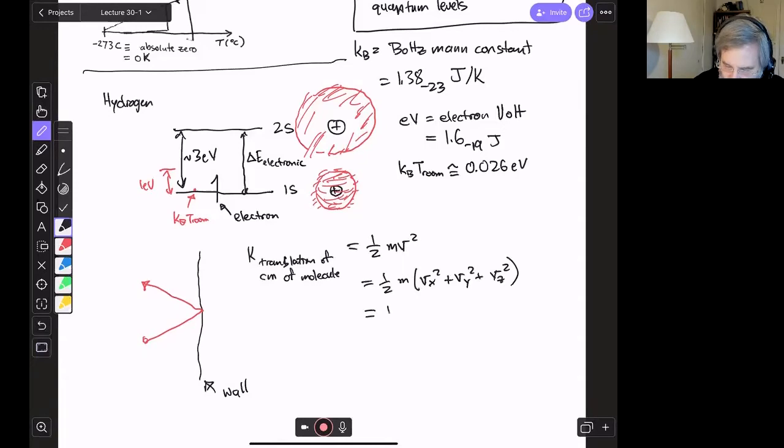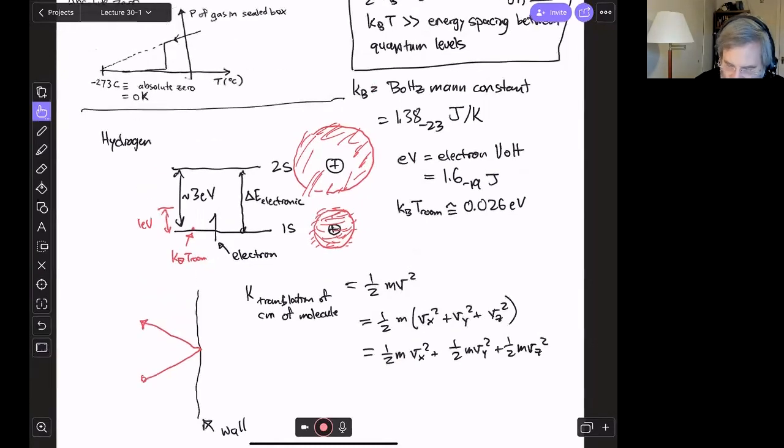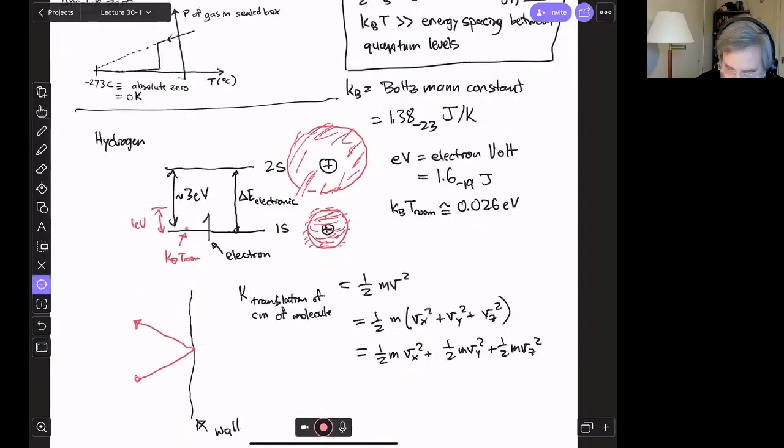And so I could write this as 1/2 mvx² plus 1/2 mvy² plus 1/2 mvz². So each of these 1, 2, 3 terms is this kind of a term that's referred to in the equipartition theorem: any term in the total energy of a system that's proportional to a velocity squared or position squared. These are three terms that are proportional to three different velocities that are each independent of one another.